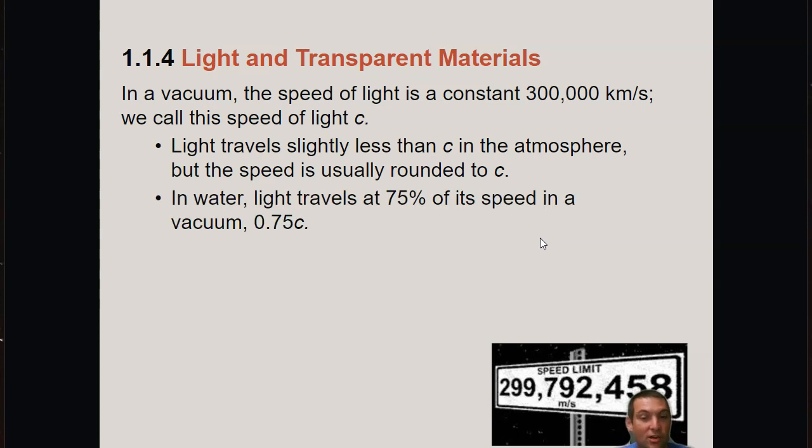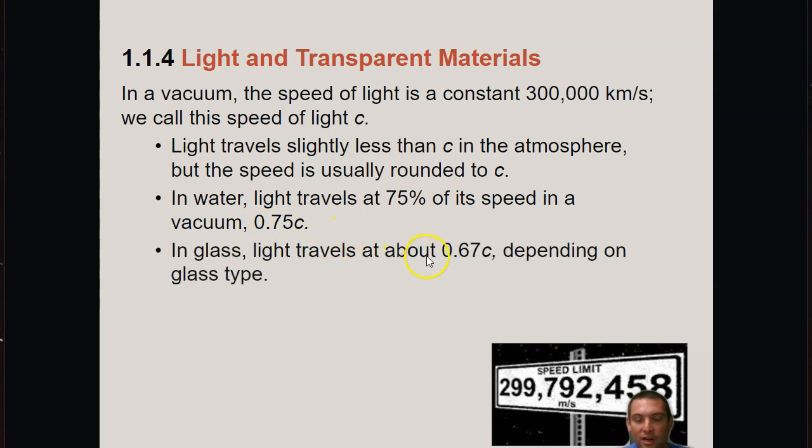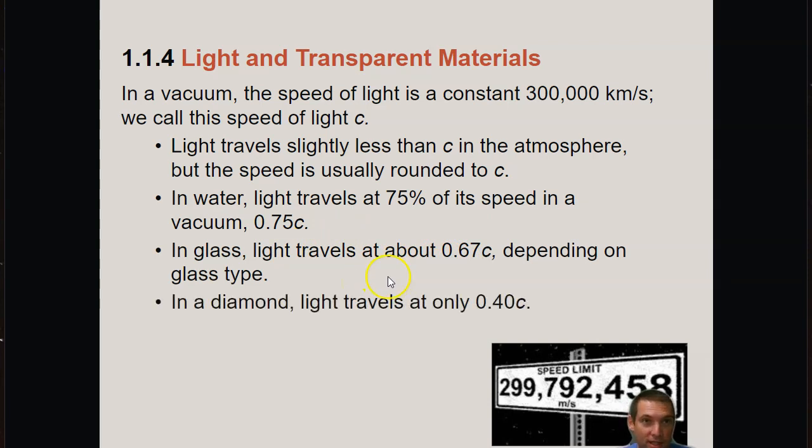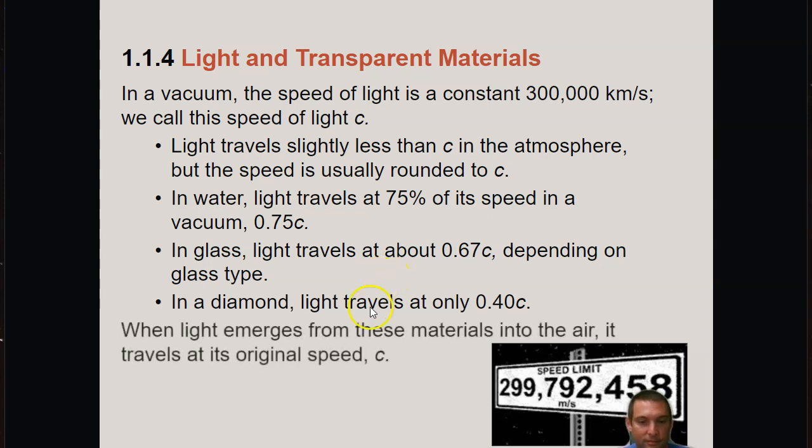In water, light travels 75% of c, so we would say the speed of light in water is 0.75c. In glass, light travels about 67% of the speed of light, depending on the glass type. In a diamond, it only travels at 40% the speed of light. When light emerges from these materials into air, it travels at its original speed, c.